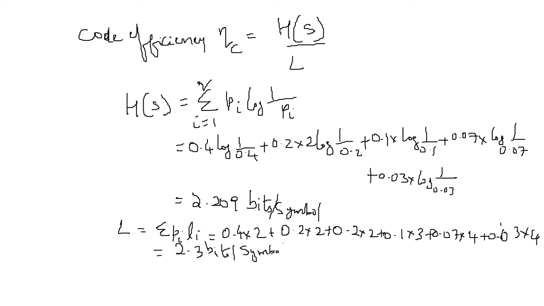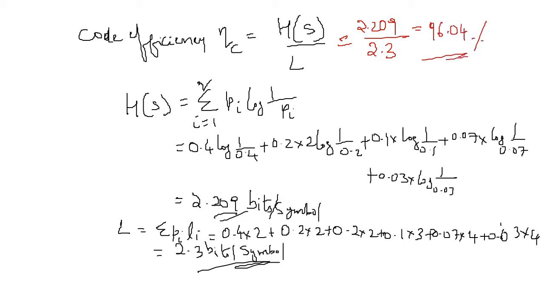Therefore, you substitute this value of L and H(S) in the coding efficiency. You are going to get coding efficiency equal to 2.209 divided by 2.3, which gives an efficiency of 96.04%. Similarly, you are asked to find the redundancy.